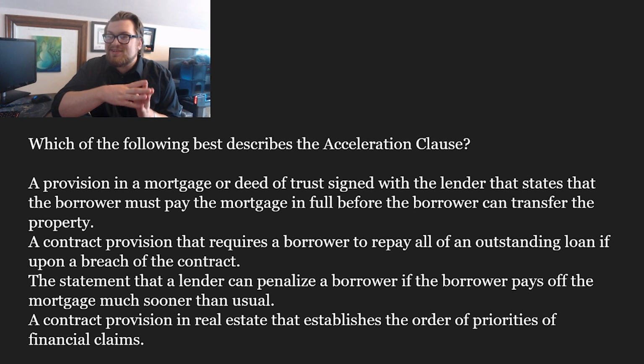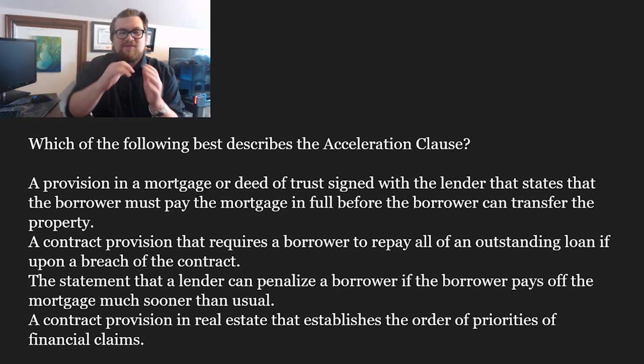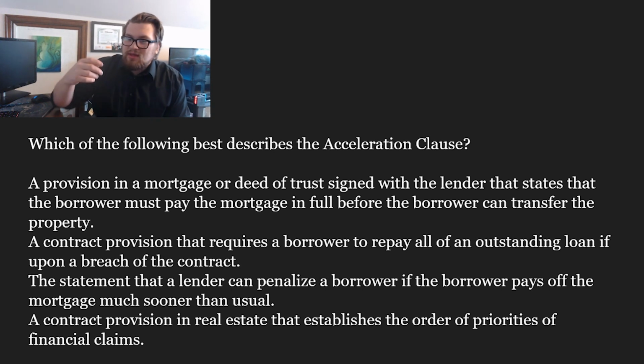But the correct answer is the second one. So it is a contract provision that requires a borrower to repay all of an outstanding loan upon breach of contract. By definition, that's what the acceleration clause is. But yeah, those are some examples you're going to see on the real estate exam. Obviously, those vary a bit. Those are just practice exam questions, things like that. But you'll notice it's very structured to the point where you have to fully understand these terms. So when people talk about the importance of vocab for the real estate exam, the importance of definitions, we're not joking here. It's super important.